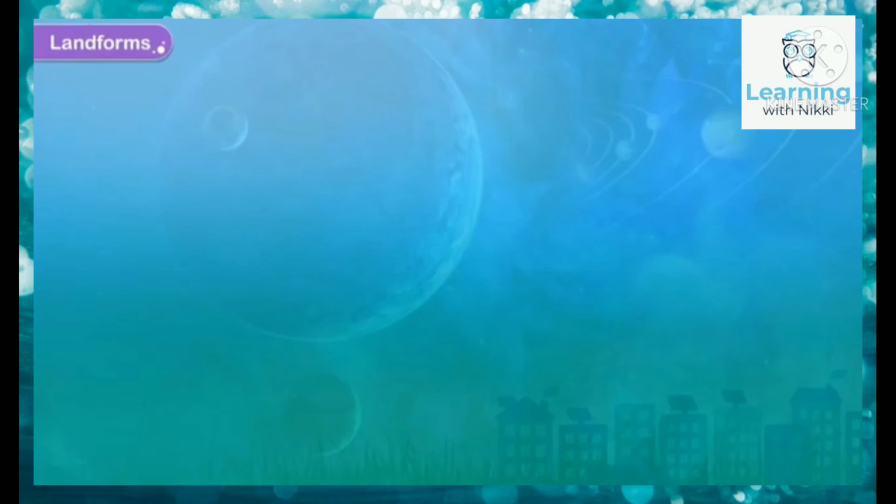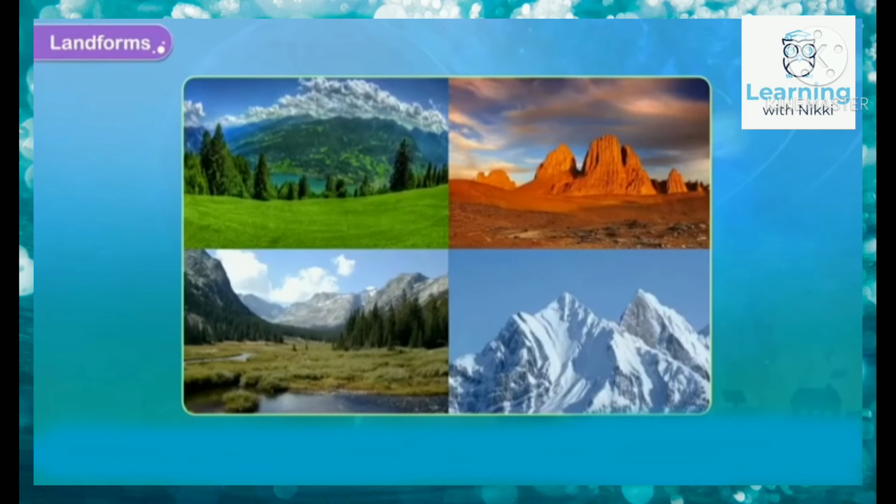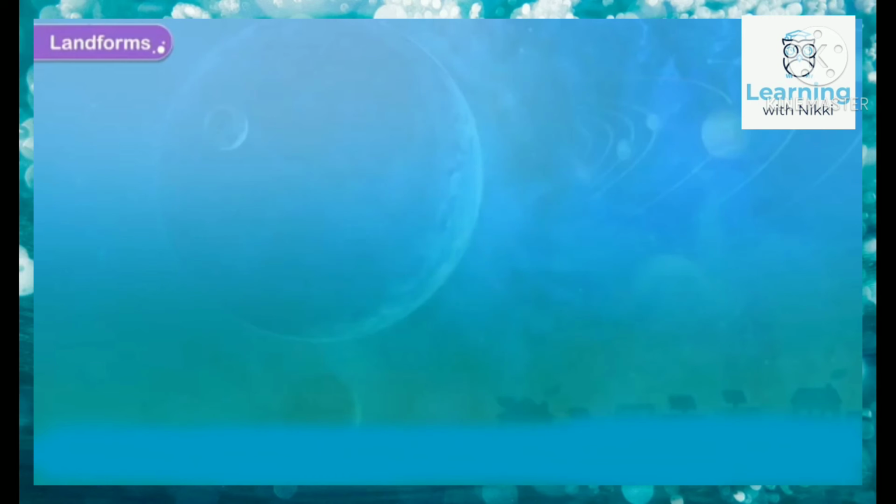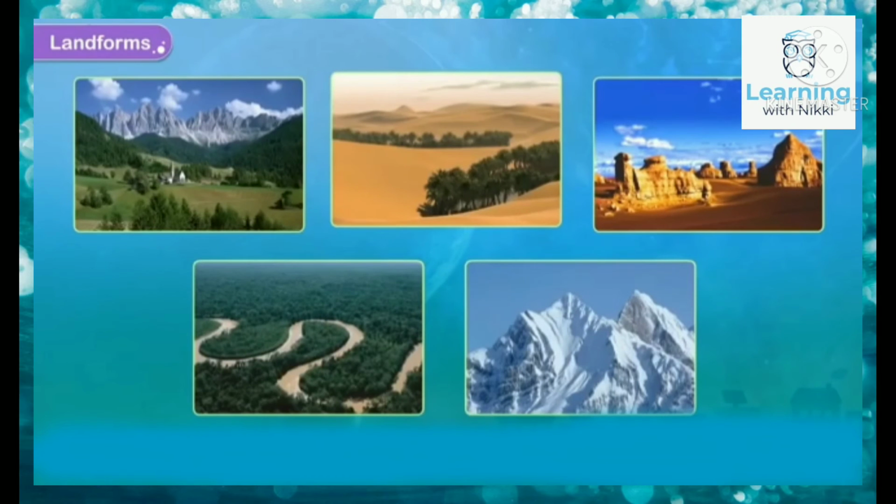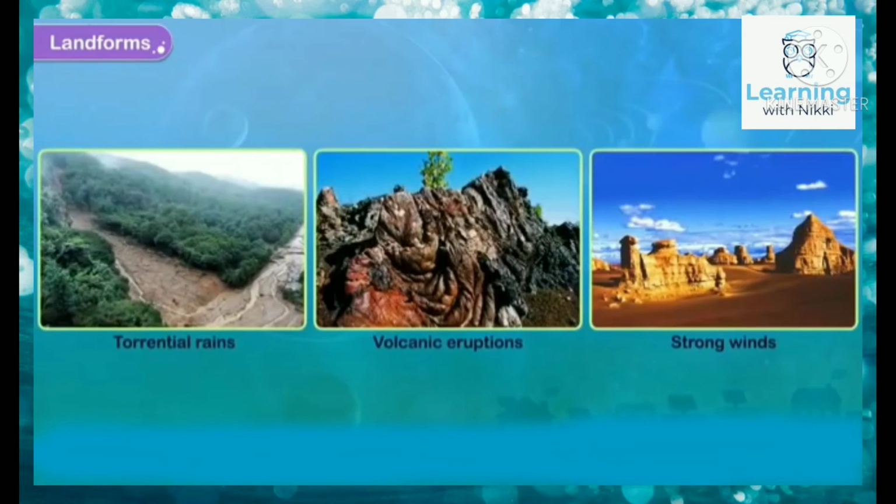So let's start the chapter Landforms. Landforms are natural geographical or physical features on the earth's surface. They are of different types on the basis of their formation and structure. Landforms get affected by nature in terms of torrential rains, volcanic eruptions, and strong winds, and such other phenomena.